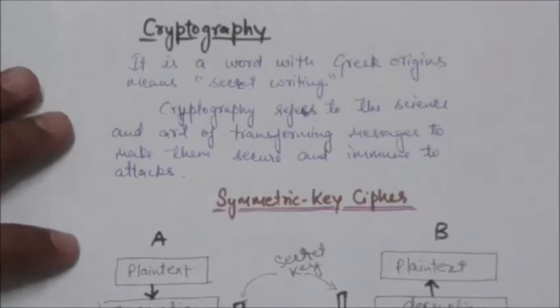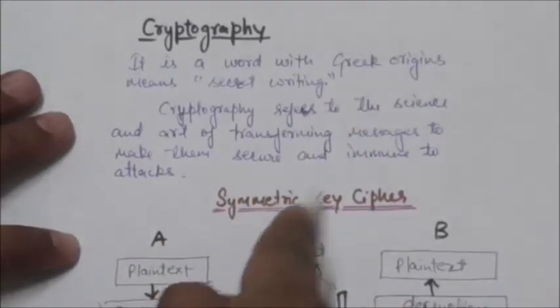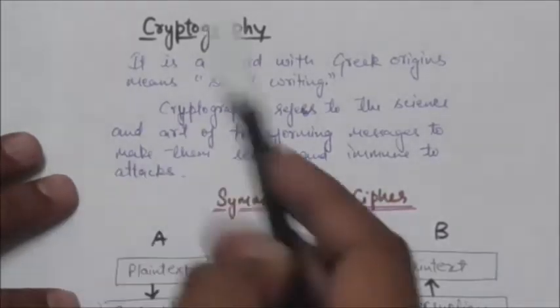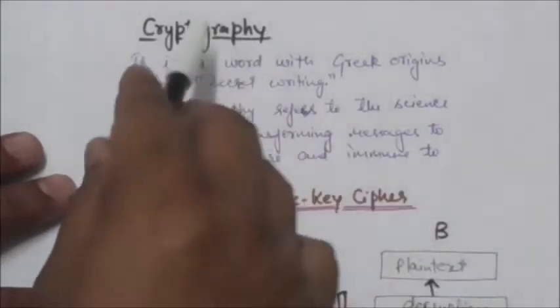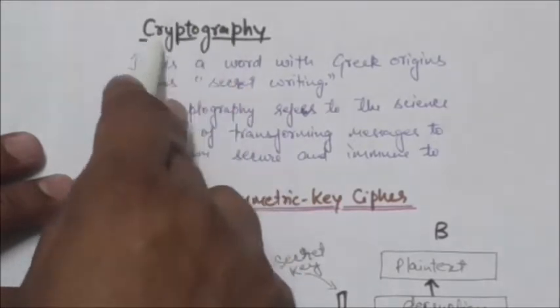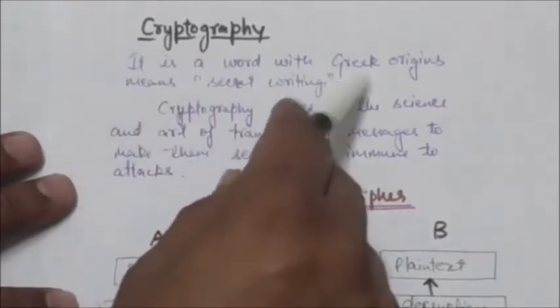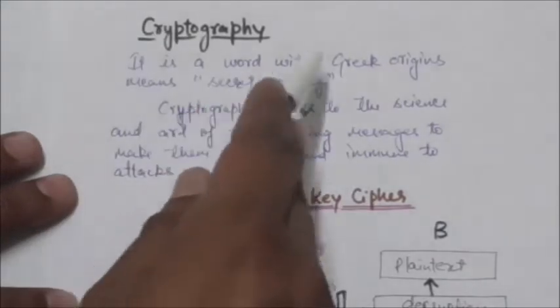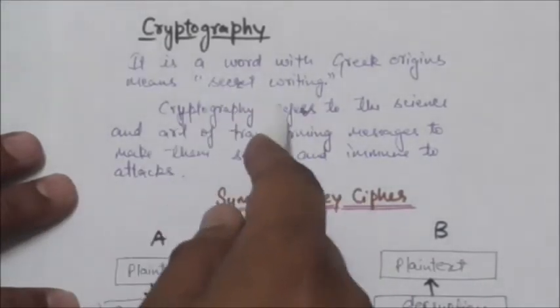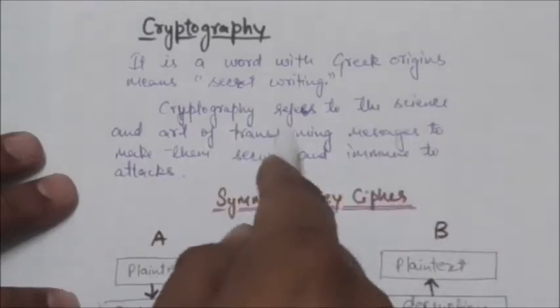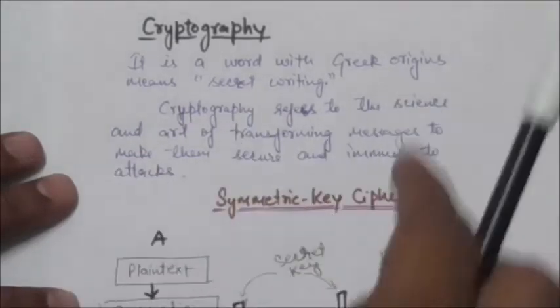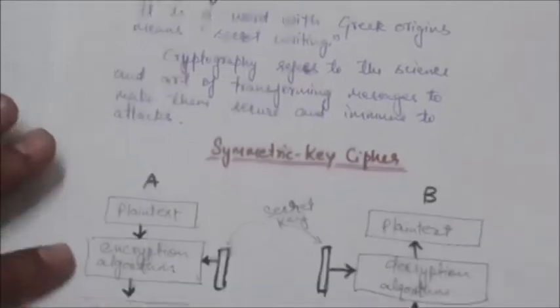Hello friends, welcome back. In this tutorial we will study symmetric key cipher. But first of all, I would like to tell you about the term cryptography. This word cryptography is a word with Greek origins. It means secret writing. Cryptography refers to the science and art of transforming messages to make them secure and immune to attacks. Now we will study symmetric key cipher.